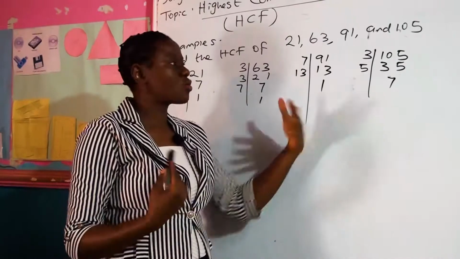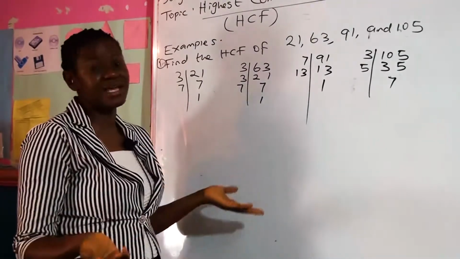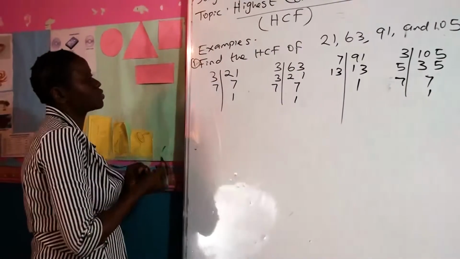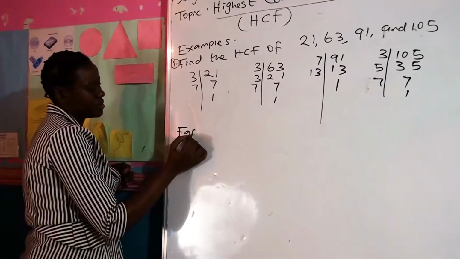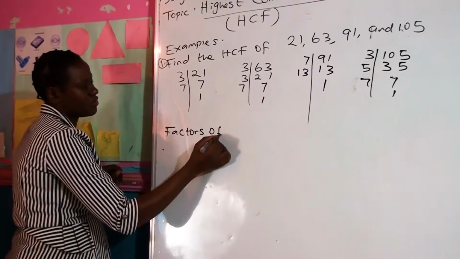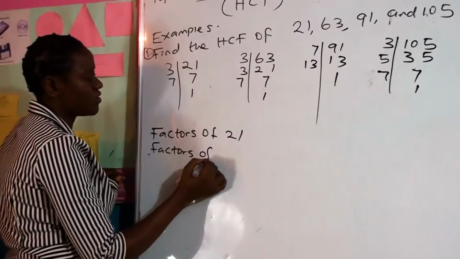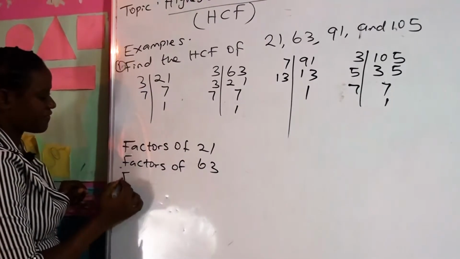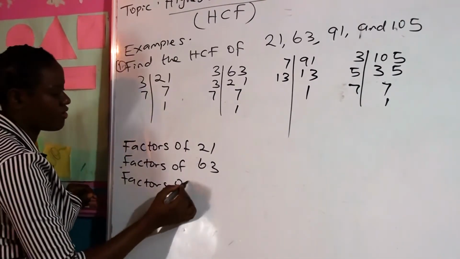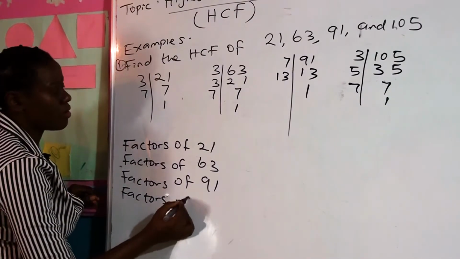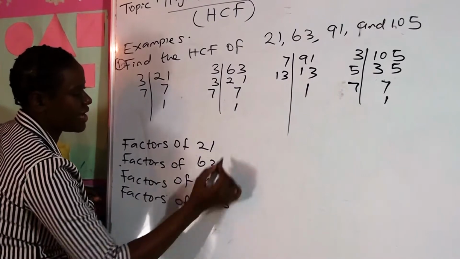7 is a prime number. So what would we use to divide 7 other than 7? 7 would give us 1. So we now come this way. Factors of 21, factors of 63, factors of 91, factors of 105.